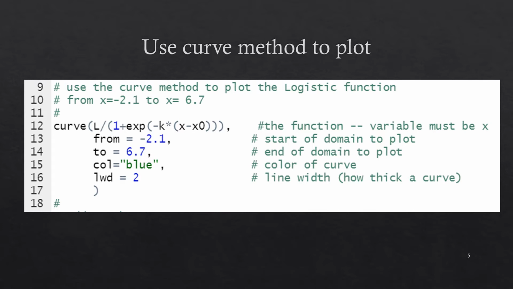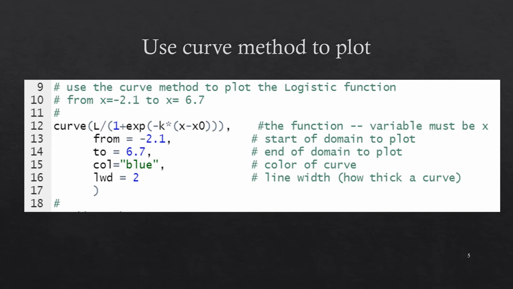Okay, so now the second argument, we need a domain that we're going to plot over, and so the second argument is from, and this is the value of the variable x that we are starting from. That's one thing to note, is that curve always wants the variable to be called x. So it's implied, we don't have to say in 13 that we're going from x equals minus 2.1, because it always wants the variable to be x. And so then in 13 we can just say from equal minus 2.1. The third argument was to, so we're going to go to 6.7.